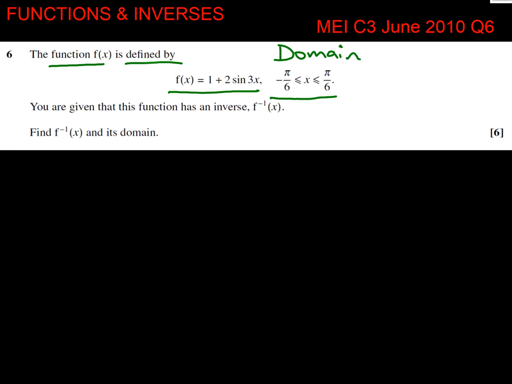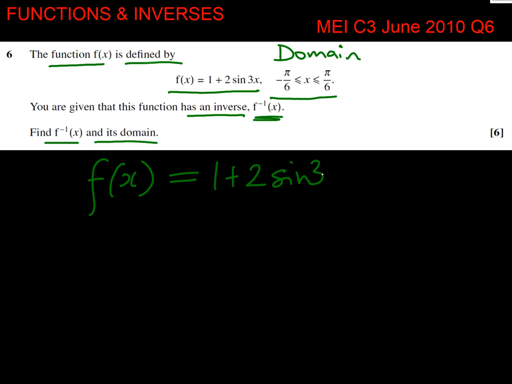Okay, what they're asking us to do, they're saying given that this function has an inverse, there we go, standard form of notation for it, find the inverse and its domain. I'm sure a lot of you have done this in the past. So here's our function, and of course quite often we rewrite that as y equals 1 plus 2 sine of 3x. We replace the f of x with the y.